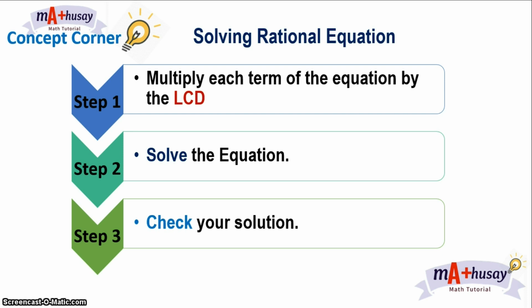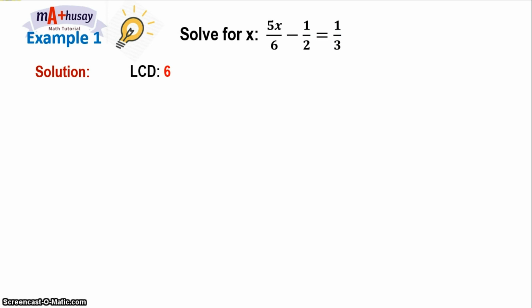So, let's have these examples. Example number 1. Solve for x. 5x over 6 minus 1/2 equals 1/3. So to solve this, ang una natin gagawin ay i-identify natin ang LCD. So in this case, ang LCD nito ay 6, dahil ito na yung pinakamaliit na number na pwedeng i-divide ng 6, ng 2, at ng 3. So, pupunta na tayo ngayon sa first step para mag-solve ng rational equation.